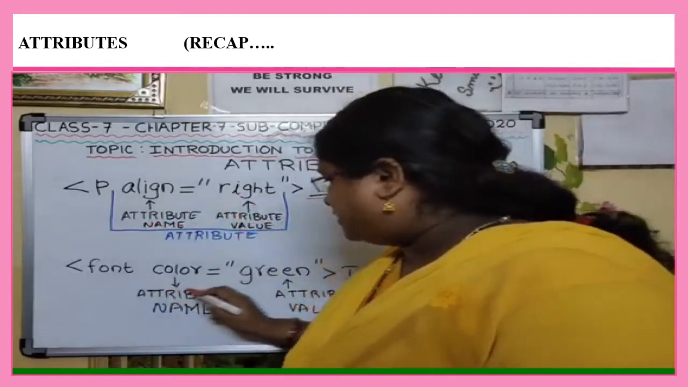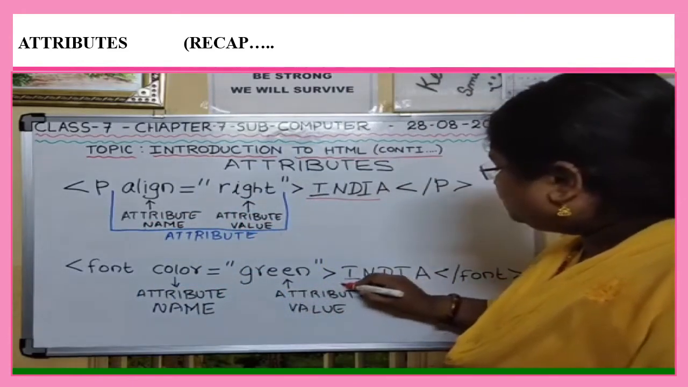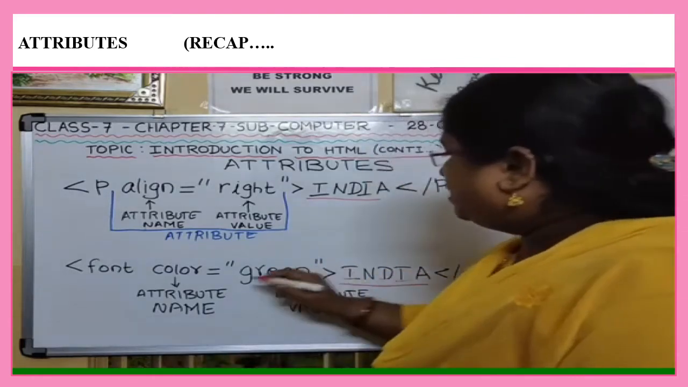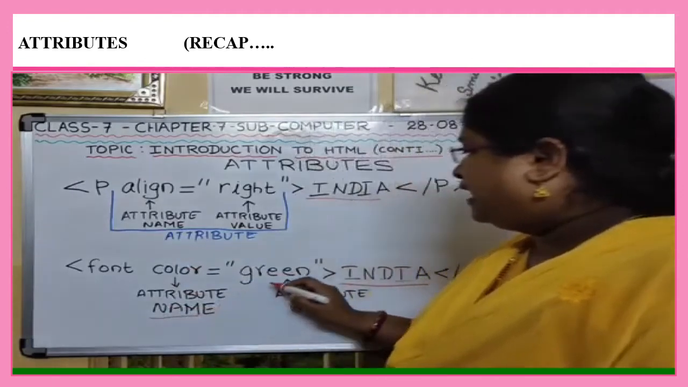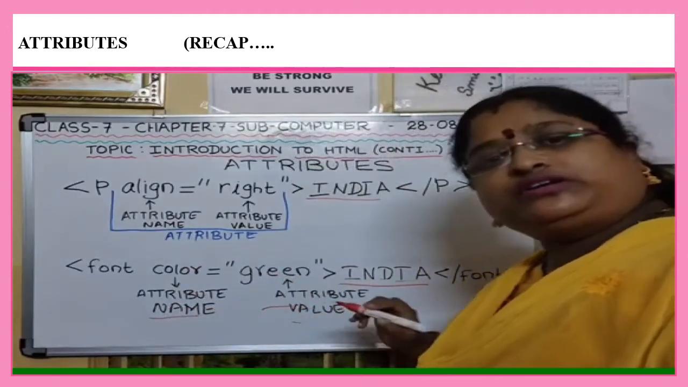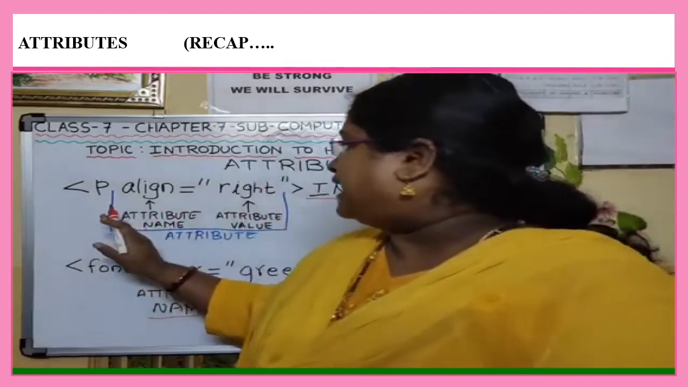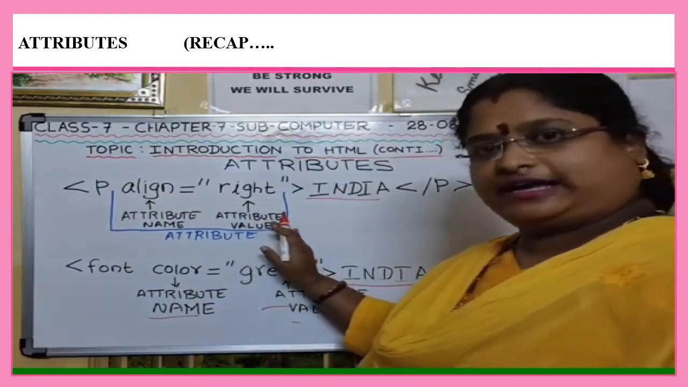Now see this example, children. I would like to display this word India in green color. So here, color is the attribute name and green is the attribute value. So attributes have 2 main parts, that is attribute name and attribute value.